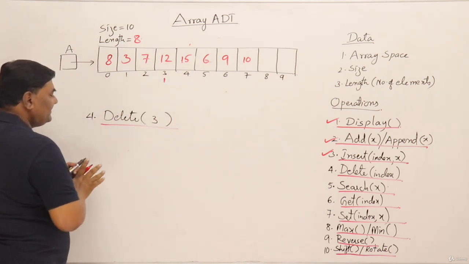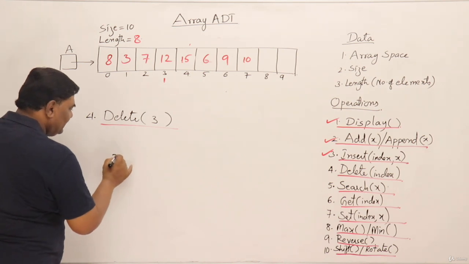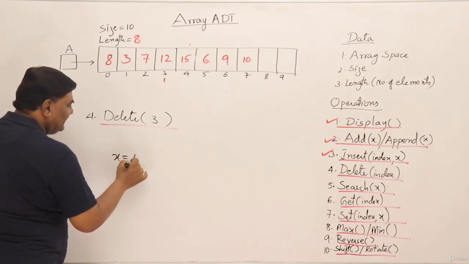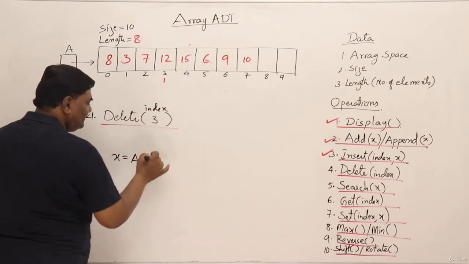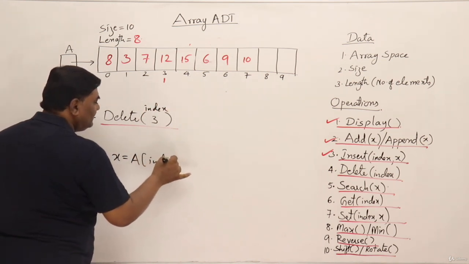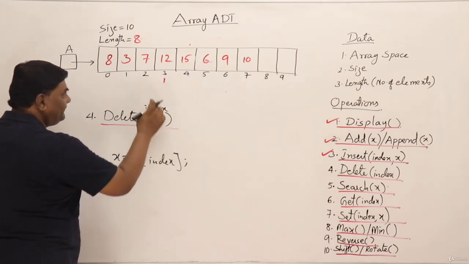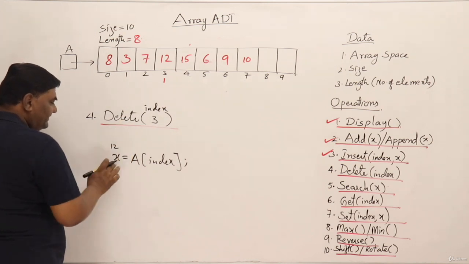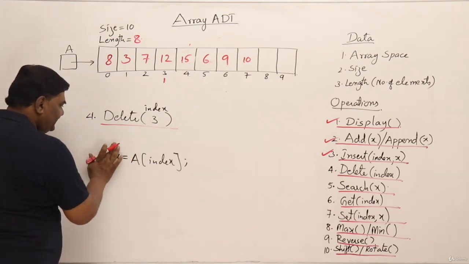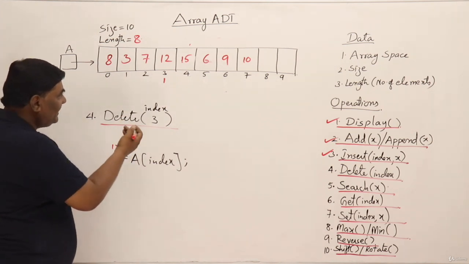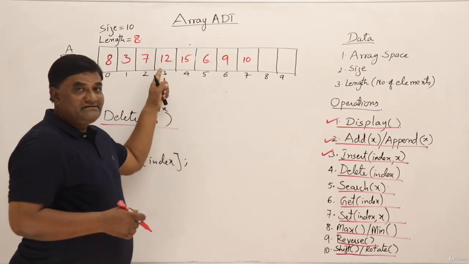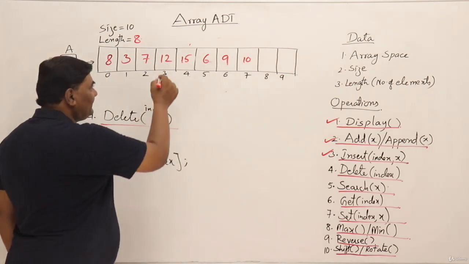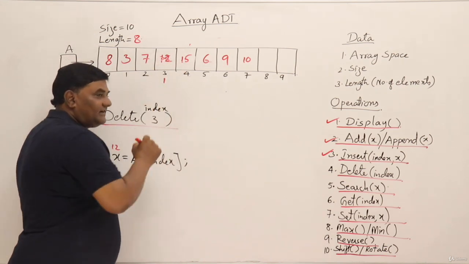Taking out an element, I can take out x assign A of this index, whatever the index given. Now we have the element that we want to delete present here in x. So let us say 12 is present in x. So we have taken out the copy of an element. Now when we say this element is not there in the array, then this space will be blank.